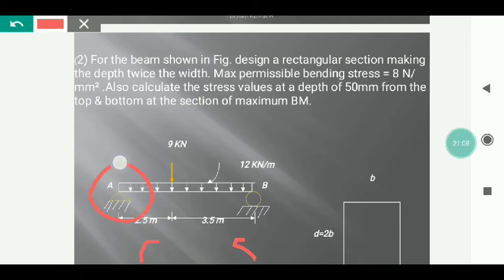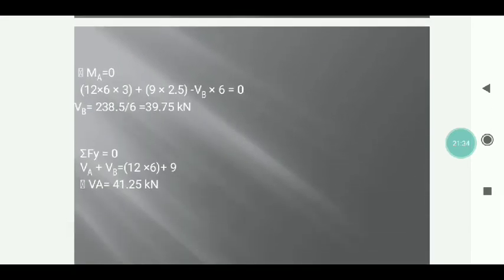So take moments at MA is equal to 0, and first talk about the UDL, that is 12 into 6, which is making a clockwise movement, and the perpendicular distance is 3, plus 9 into the perpendicular distance 2.5, and VB is making an anticlockwise movement, hence it will be minus. So hence the workbook here has what I told just now, and find the VB value. Then we get VA is equal to 41.25.